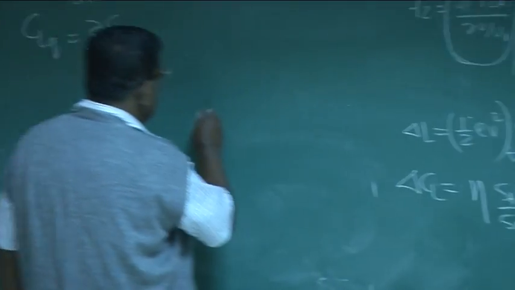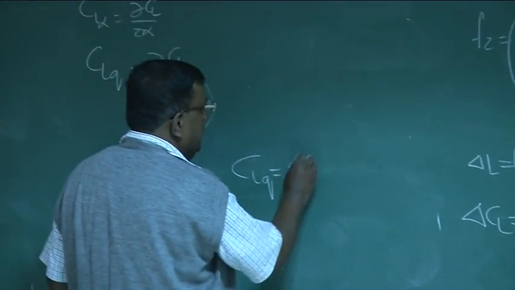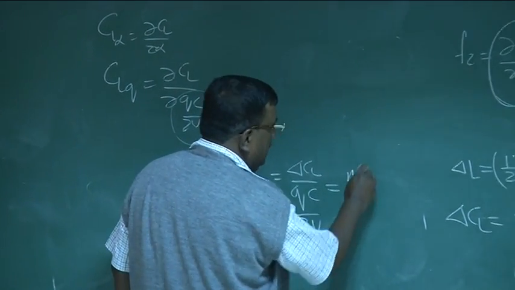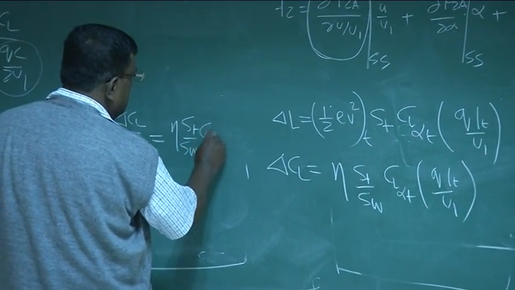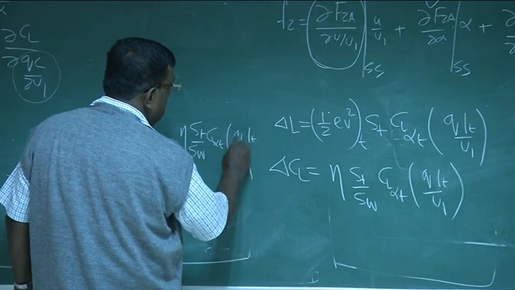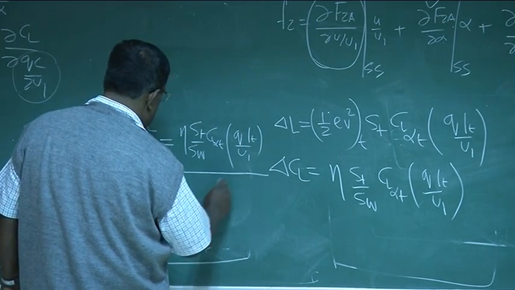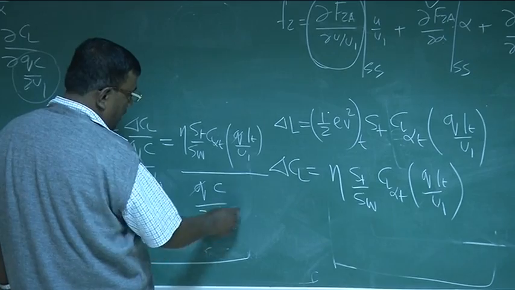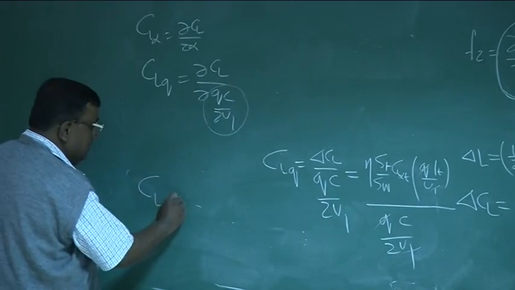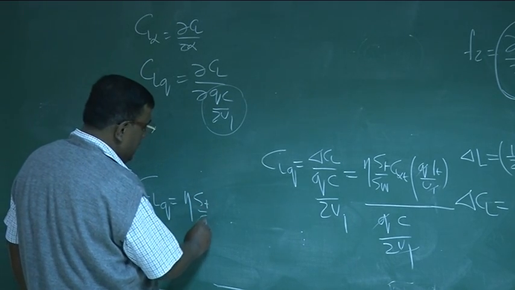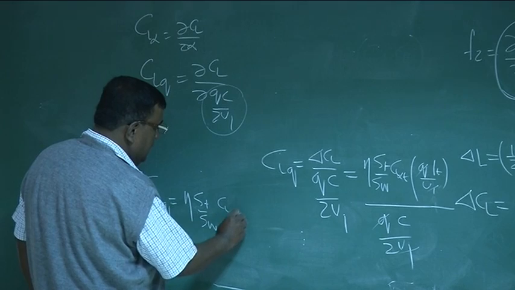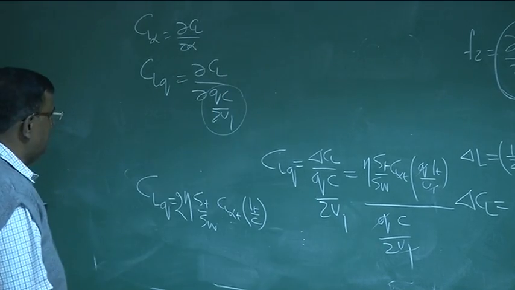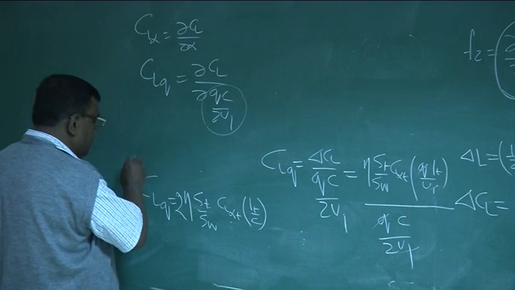So since delta CL is this, CLQ for a linear part I can write delta CL by QC by 2U1. That will be eta ST by SW CL alpha tail into Q LT by U1 divided by QC by 2U1. So what do you get? Q gets cancelled, U1 will get cancelled. So CLQ is nothing but eta ST by S wing or S reference CL alpha tail LT by C, and some two term will come here because of this two, right? So this is the CLQ.